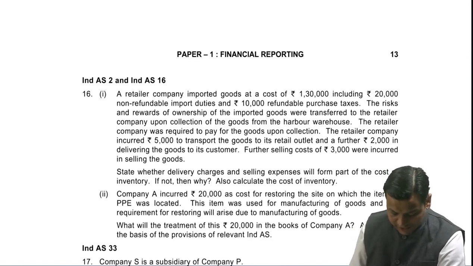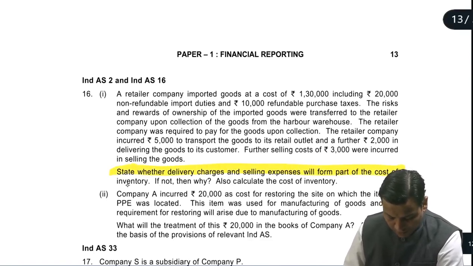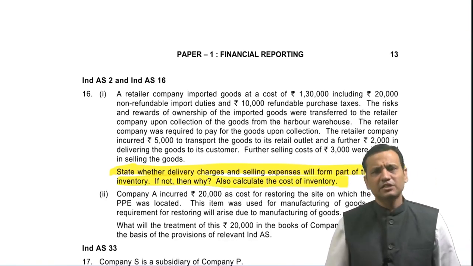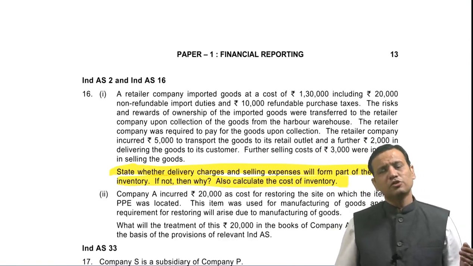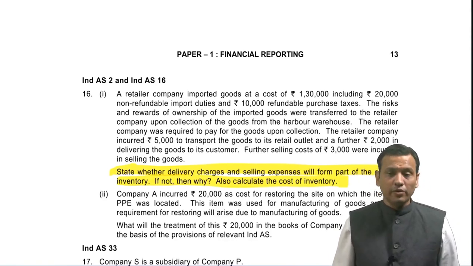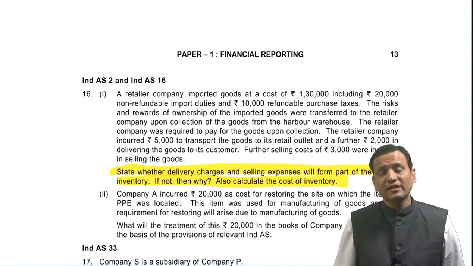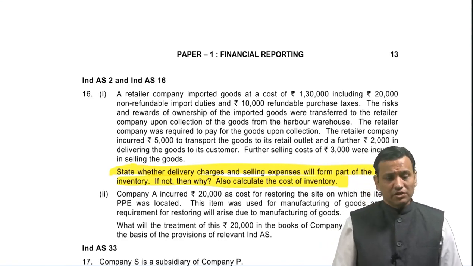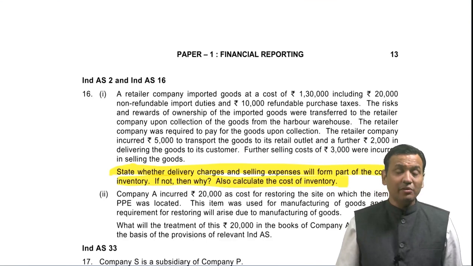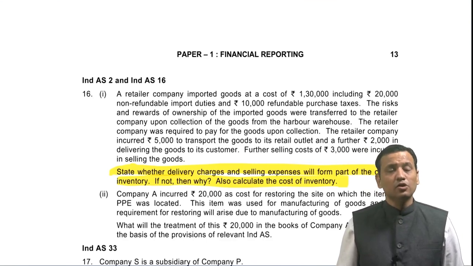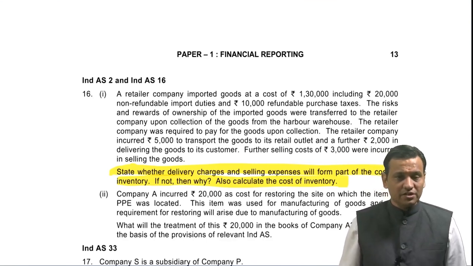State whether delivery charges and selling expense will form part of cost of inventory. If not, then why? Also calculate the cost of inventory. Very simple. Under Ind AS 2, friends, we have learned that cost includes purchase cost, conversion cost and other cost. In case of other cost, which cost should be included? All expenses that are necessary to bring the inventory to its present location and condition. It means those expenses which will change the characteristics of the inventory and make it saleable. If you look properly, delivery charges and selling expenses are not necessary to bring the inventory to its present location and condition. They should never form part of inventory.